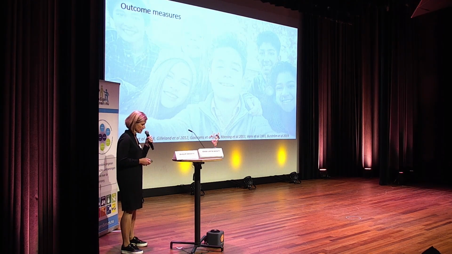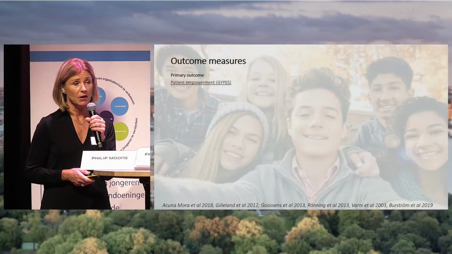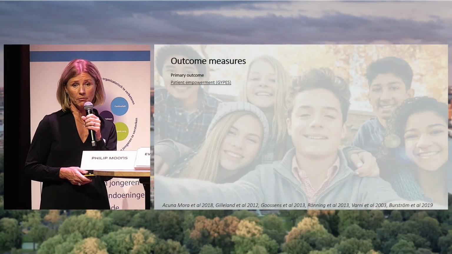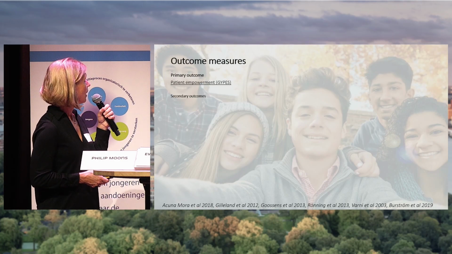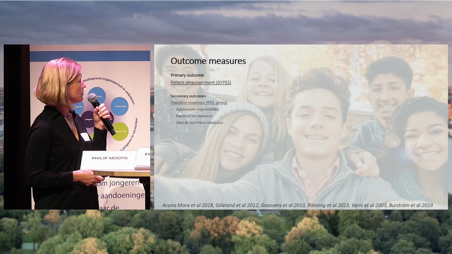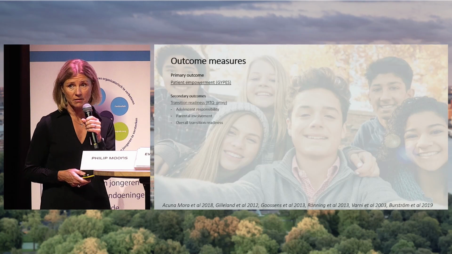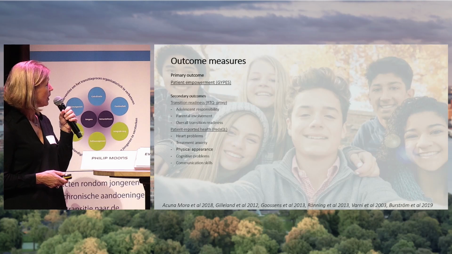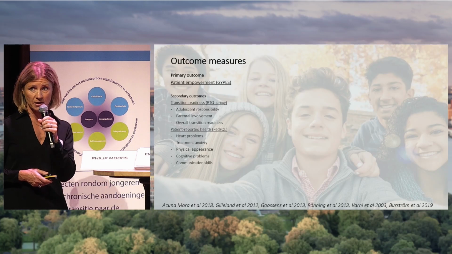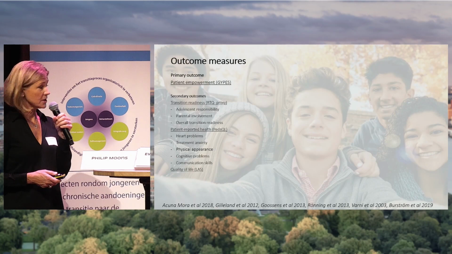So the outcome measures, as I guess you all know what the primary outcome in our trial was. We chose to use patient empowerment, and we measured patient empowerment with the Gothenburg Young Person Empowerment Scale. Of course, we have a list of secondary outcomes as well. We measured transition readiness using the Readiness for Transition questionnaire, and as you see, there are some sub-domains in this questionnaire as well. And we measured patient-reported health using the PedsQL, and many of you are familiar with the PedsQL as well. We also measured quality of life using a linear analog scale.